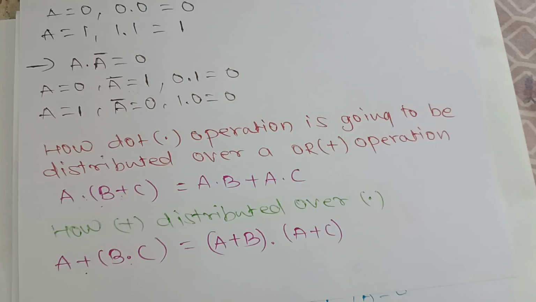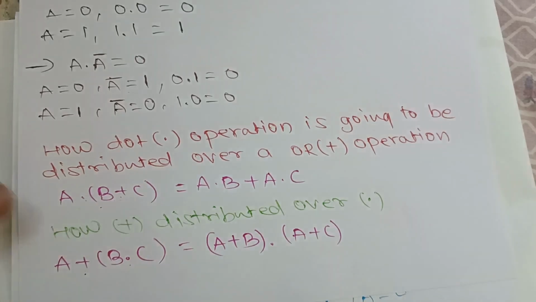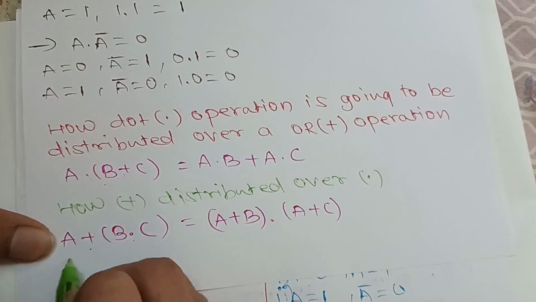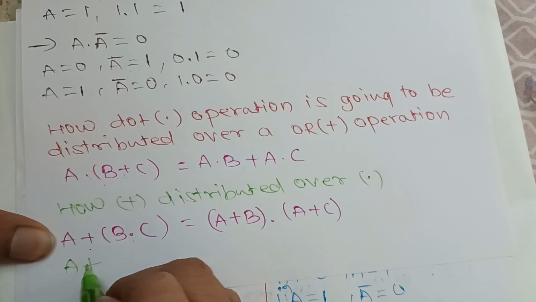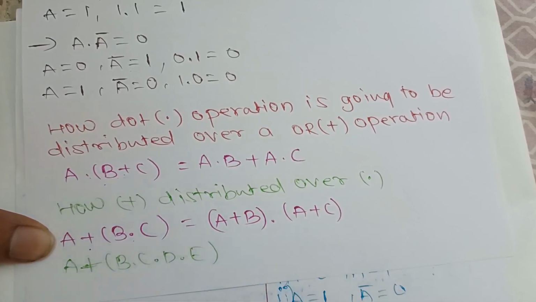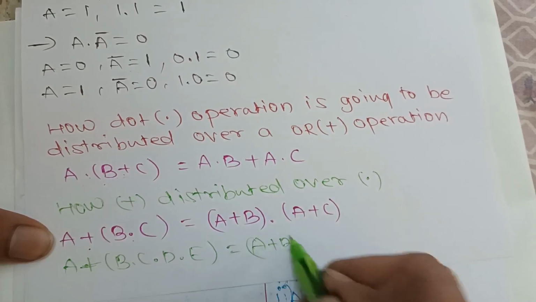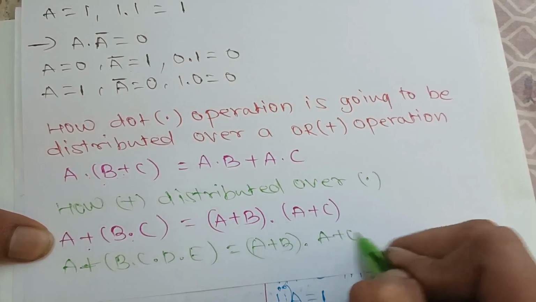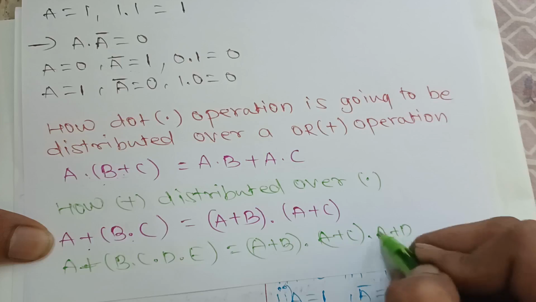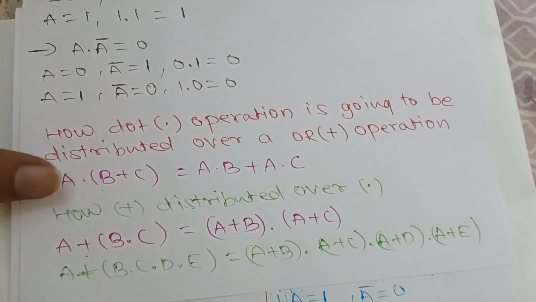Hope this is clear to you all. In this bracket, there may be multiple variables, and the distribution has to happen in the same way. Let's take one example of it. Suppose a plus, bracket b dot c dot d dot e, like that. Many variables are there. So how can this be written? a plus b, dot, a plus c, dot, a plus d, dot, a plus e. Okay, this is how this is going to be written.